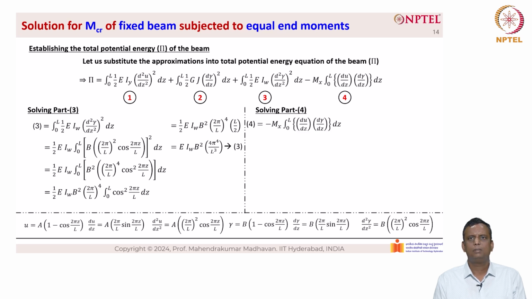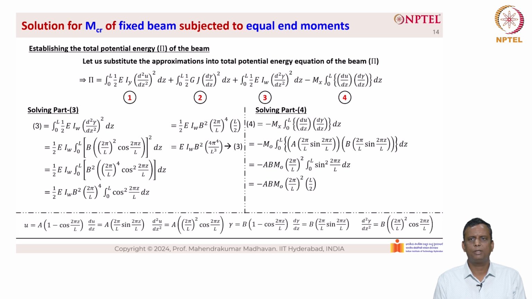We have this simplified equation, which is EIW into b square into 4 pi power 4 by L cube, which is equation 3. Now solving part 4, which is minus Mx into integral 0 to L du by dz into d gamma by dz into dz. So when we substitute the values here, we can simplify this further. Again, taking advantage of the equation integral 0 to L sin square 2 pi z by L is equal to L by 2, we get the value minus AB M naught into (2 pi by L) the whole square into L by 2. So on further simplification, we have minus AB M naught into 2 pi square by L, which is equation 4.